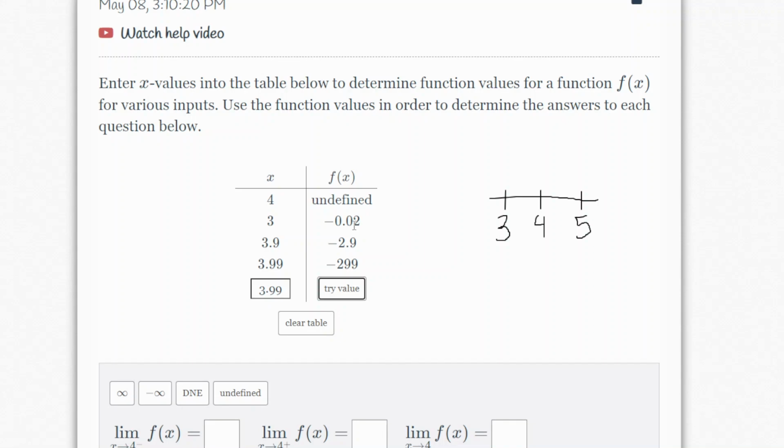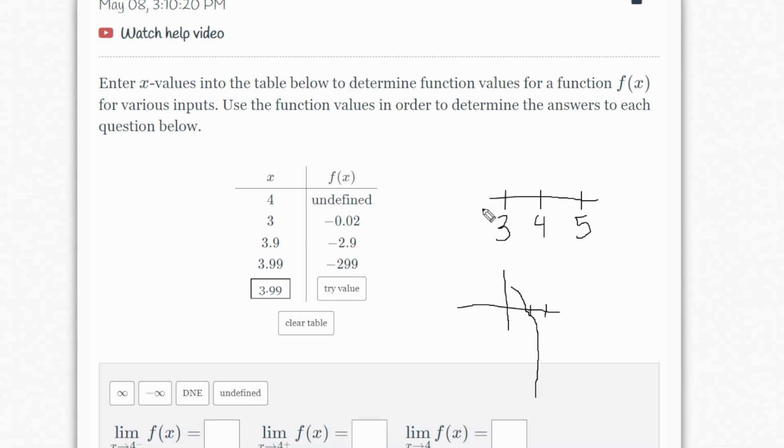I want you to notice what happened. We went from negative 0.02, which is 2/100ths, so that's just a little bit under the x-axis, to negative 2.9, which is almost negative 3. Then we went all the way down to negative 299. If you think about that as a graph, we're going to 4, and we know there's no point here because at x is 4, it's undefined. As x is approaching 3, we're just slightly under, and then as we get closer, we're at negative 3, and then already at 3.999, we are way down here.